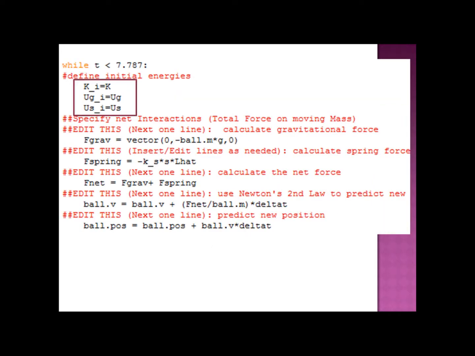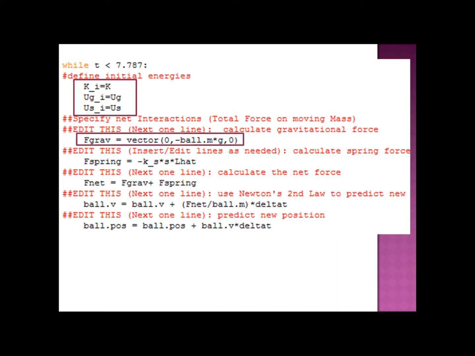Alright, here I calculated the initial energies and set them equal to these variables, which I used later on. The values of these variables will change as the system moves. Now here is where I calculated the net force of the system. Since the net force is composed of the gravitational force and the spring force, I calculated both of these now.